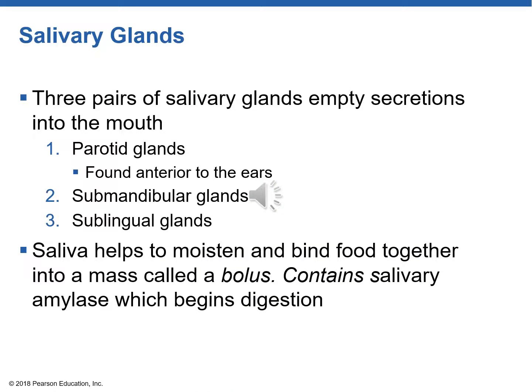The salivary glands are mentioned here. We looked at their location before. They, of course, produce saliva, which helps to moisten food and create a bolus, or sort of a lump of food, basically. Also, the saliva contains amylase, which is involved with digestion.